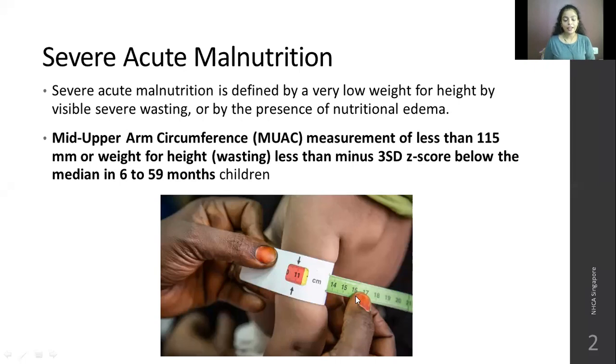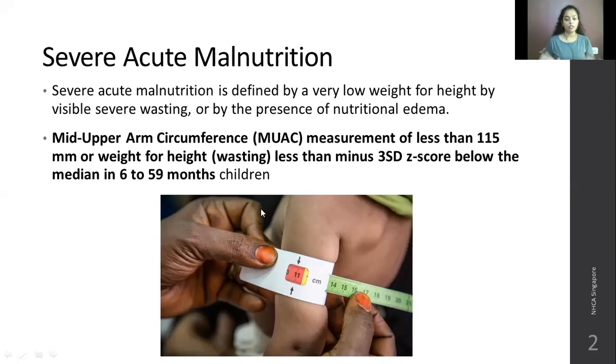So you can see here in the picture, this is the kind of tape which is used to check the upper arm circumference. Here the child is suffering from severe acute malnutrition. That is why you see the upper arm circumference is exactly 11. Okay, exactly 11. It is less than 11.5, so it is 11 centimeters. So you classify the child as having severe acute malnutrition.